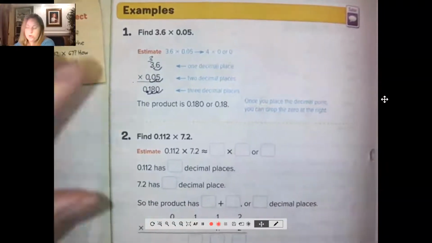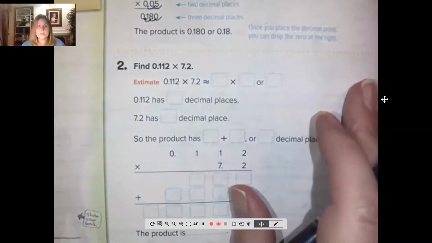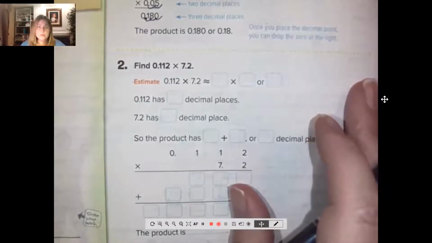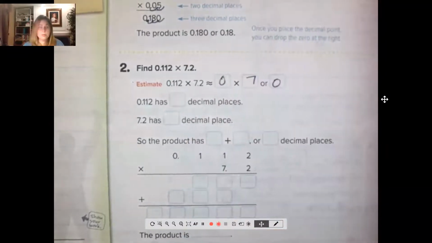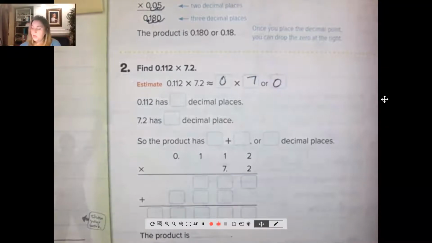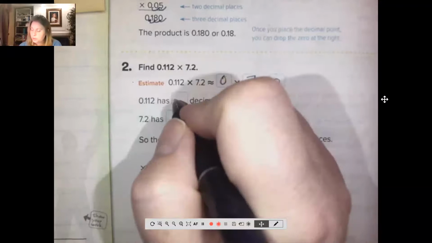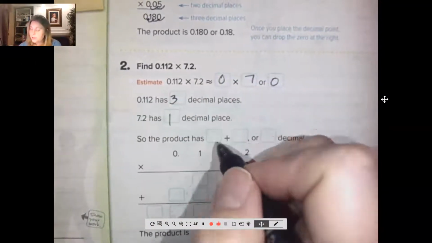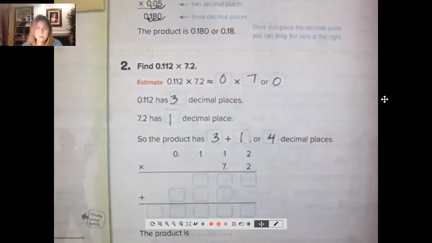Okay, let's take a look at number 2 on page 202. So first we're going to estimate. 0.112 is pretty close to 0, so I'm just going to call that 0, and 7.2 is pretty close to 7, so I'm going to say my answer should be pretty close to 0. Okay, so 0.112 has 3 decimal places, 7.2 has one decimal place. So our product will have 3 plus 1, a total of 4 decimal places.